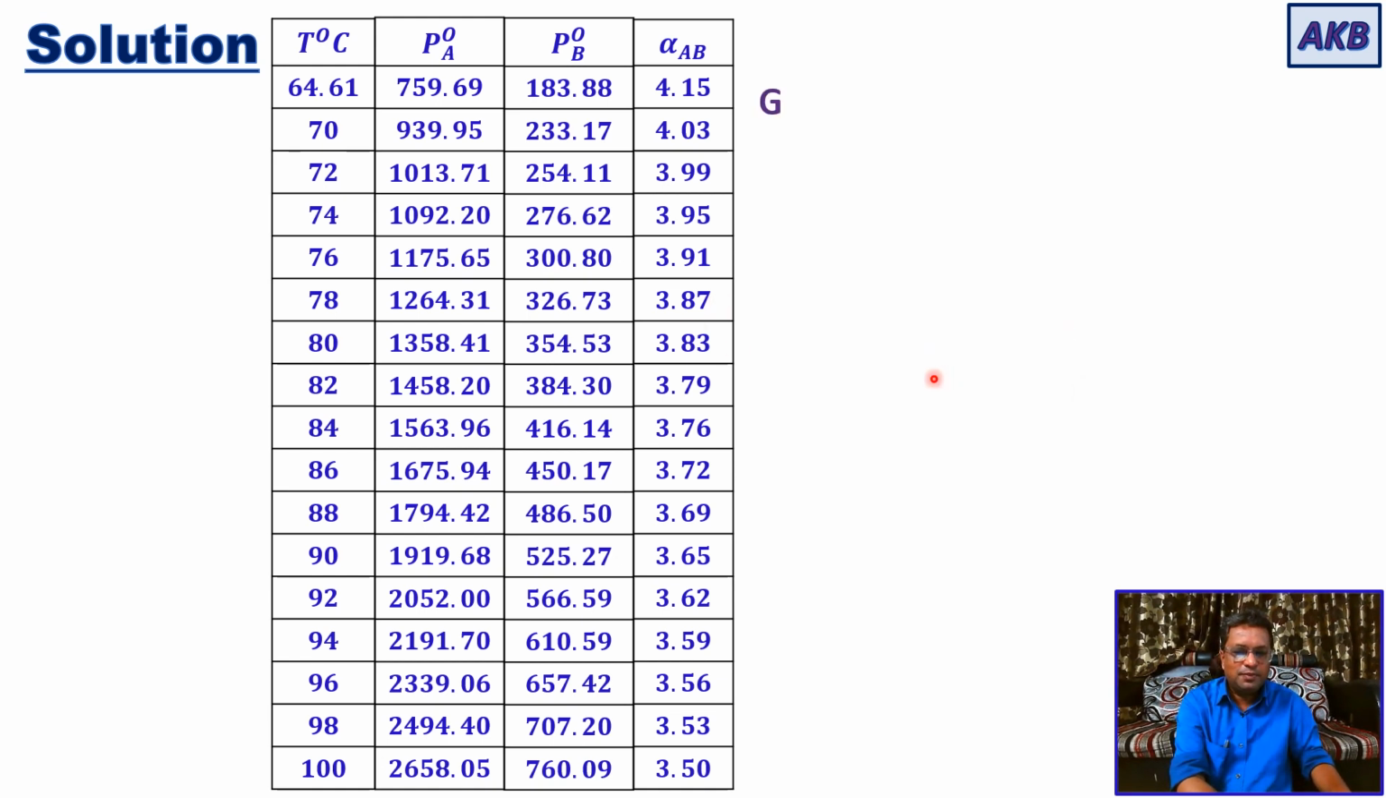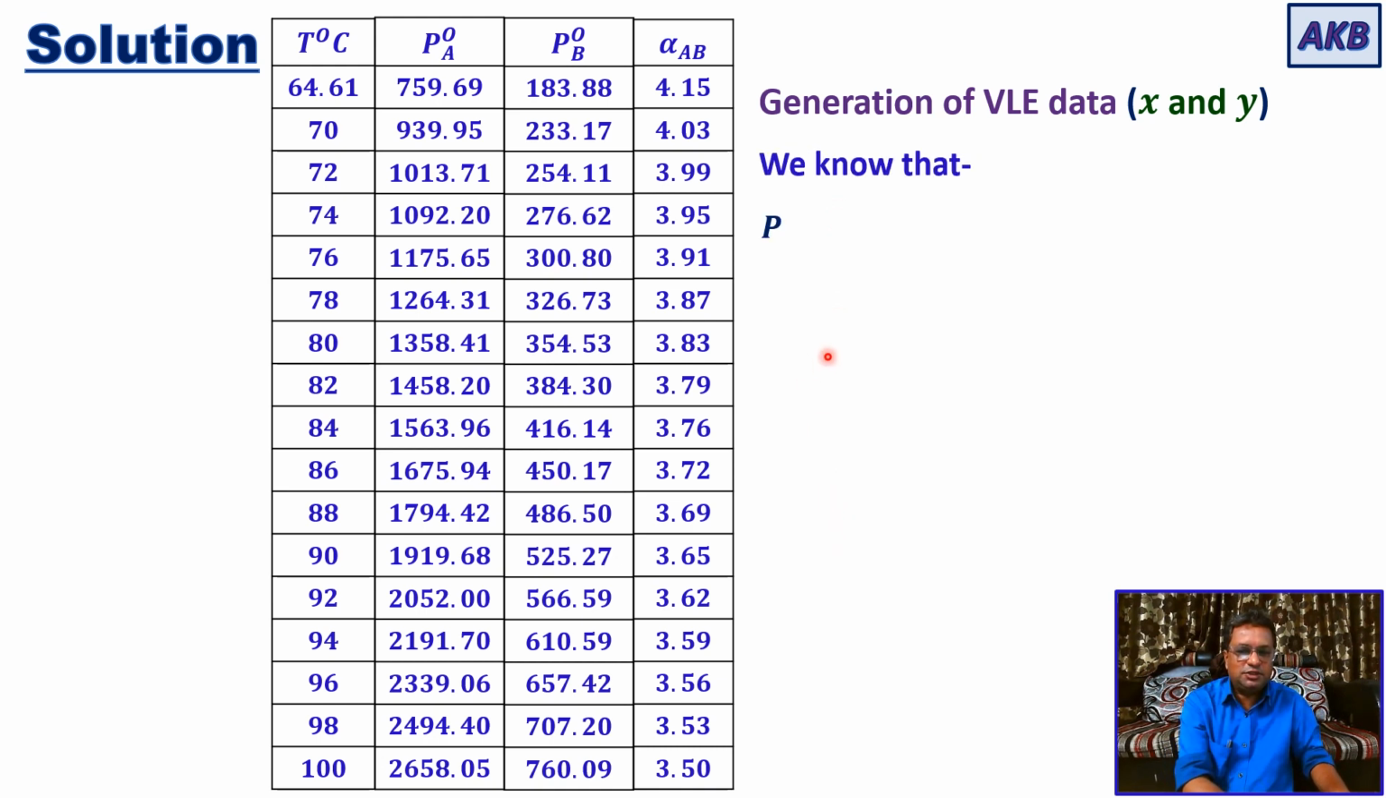Next step will be, so the first task is completed, calculation of alpha AB average. The second task is we have to generate VLE data. VLE data, as I discussed earlier, are various values of X, that is mole fraction of A in liquid, and Y, that is mole fraction of A in vapor. So for each set, we will be getting an X value. There will be different X values, and similarly there will be different Y values. So let us understand how it is done.